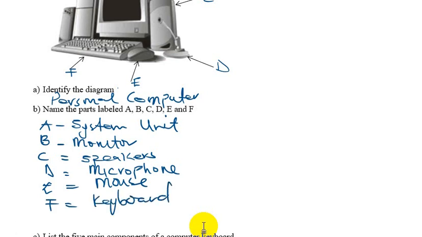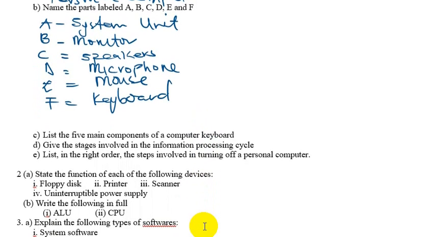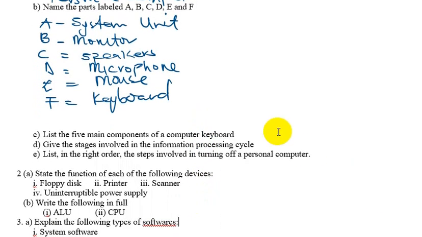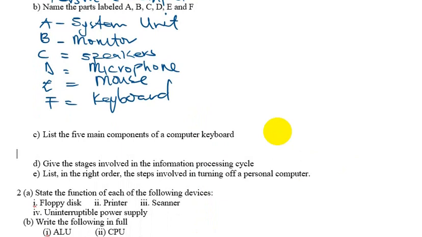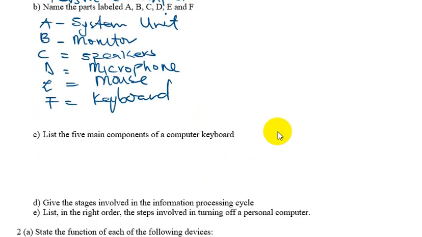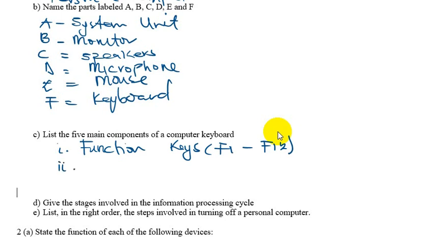So these are the parts of the diagram above, and he said we should list 5 components of the keyboard. Every keyboard has some components. That's what they are talking about. One thing we can talk about: a keyboard has something we call function keys, that is F1 to F12. And number 2, it also has numeric keys.